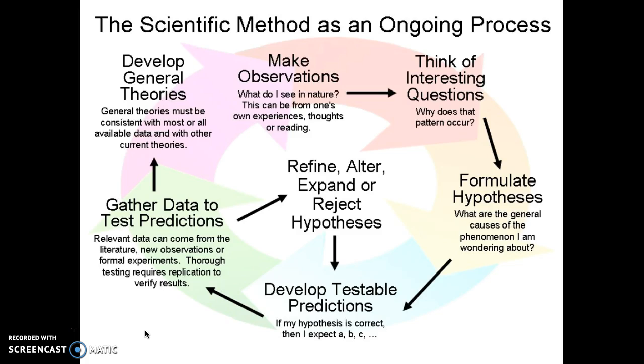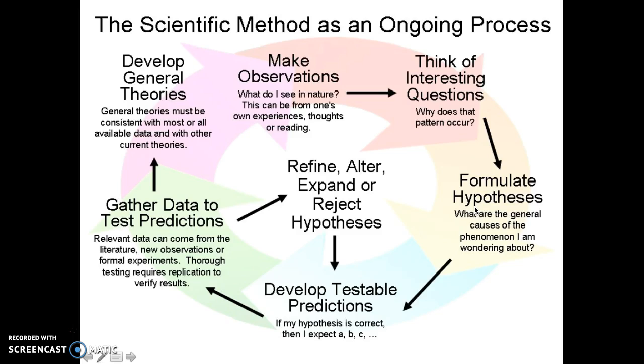And just to review the scientific method, all right, so first you're going to think of an interesting question. Why does that pattern occur? All right, so we make an observation. What do I see? Think of an interesting question. We formulate a hypothesis.